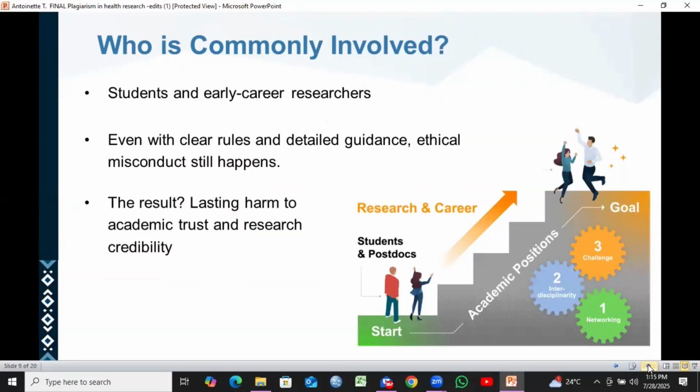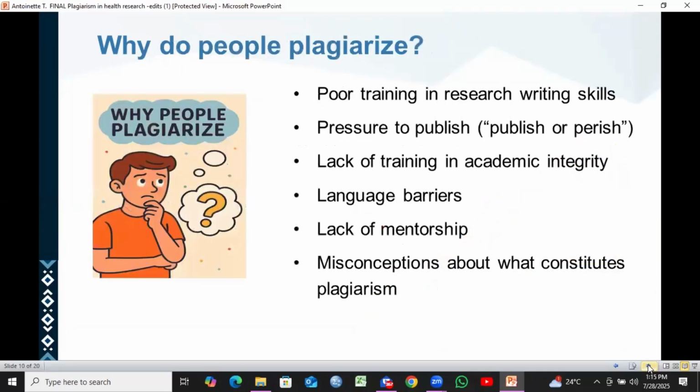So in the former slide, we saw those who were mostly involved in plagiarism, which were students and early career researchers. On to the next slide, we now have to see why these people plagiarize. Why do people plagiarize? Firstly, we have poor training in research writing. When you do not have enough training in research writing, where you don't know the ins and outs, the cons and pros of research writing, you can easily practice ethical misconduct. You can easily be involved in plagiarism.